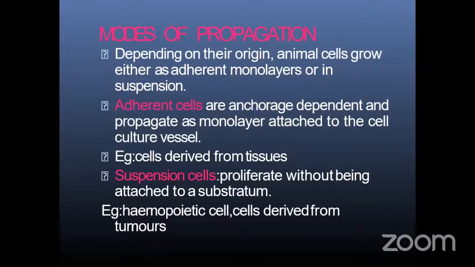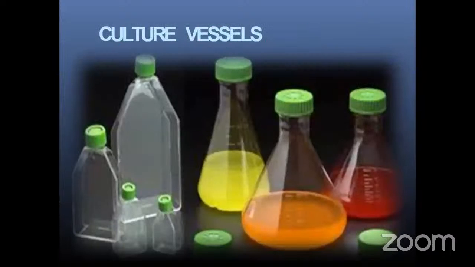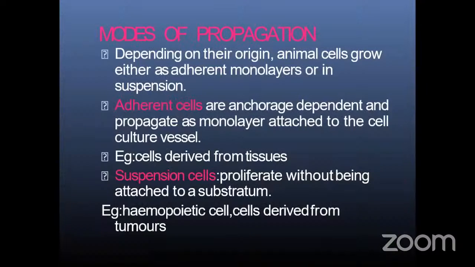So adherent cells are anchorage dependent cells which propagate as monolayers attached to the cell culture vessels. Usually cells which are derived from tissues we can culture as adherent cells. Then suspension cells proliferate without being attached to the substratum, so you can use the other type of flask. Examples are hematopoietic cells or cells derived from tumors or cancers.